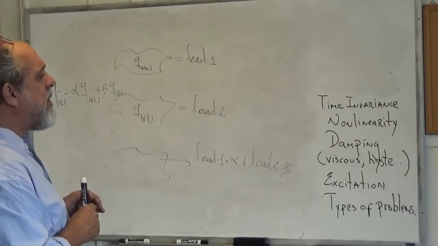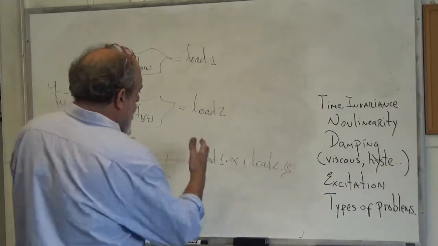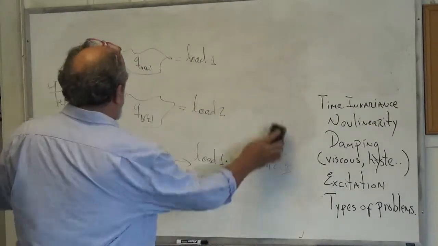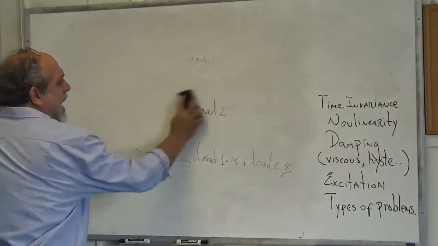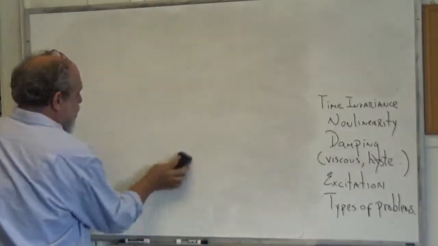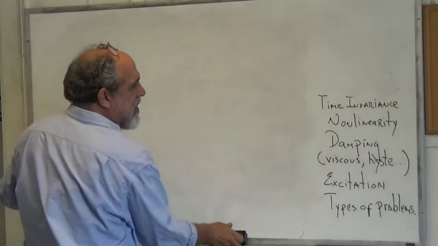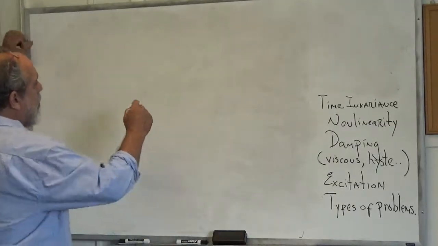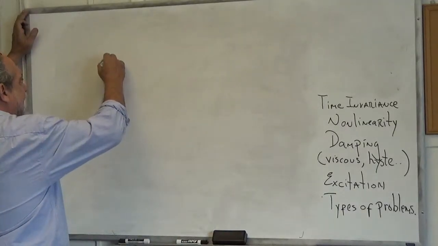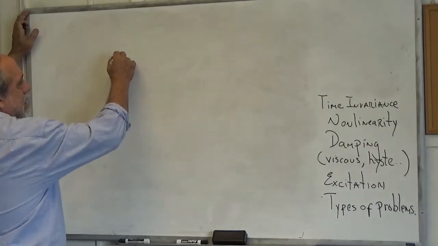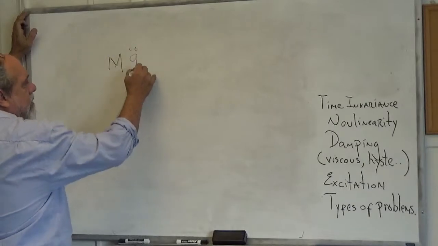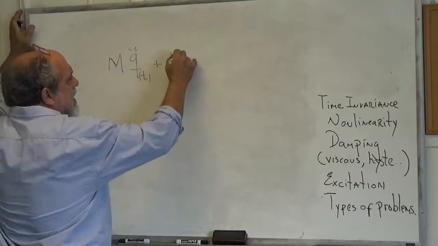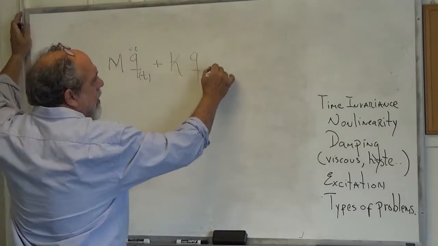Okay, now time invariance. In the notes there is a little bit more formalization of this. By time invariance, what we mean is that the parameters of the system are not changing. So, for example, when we say our system has a mass, like this, let's say the single degree of freedom that we looked at before.